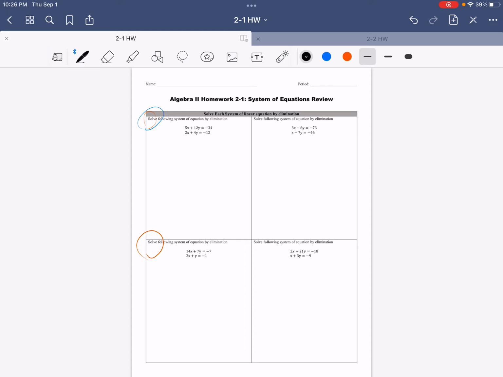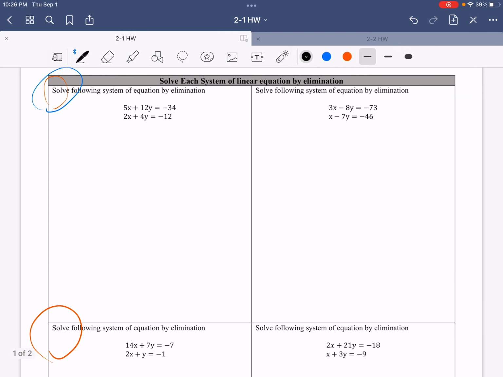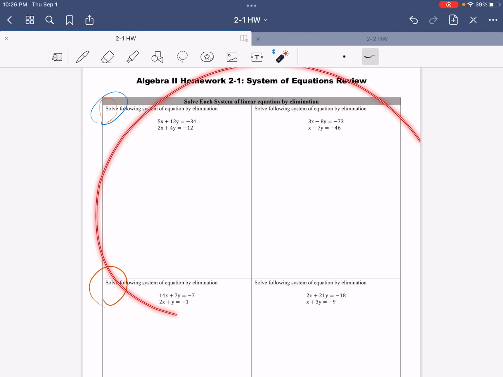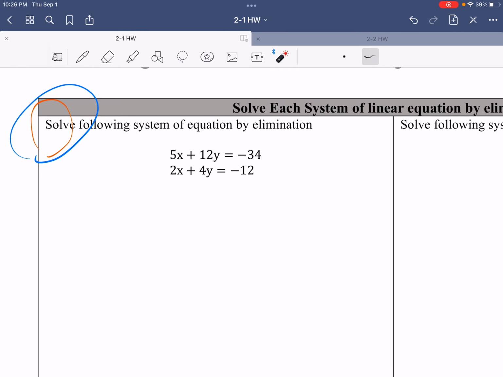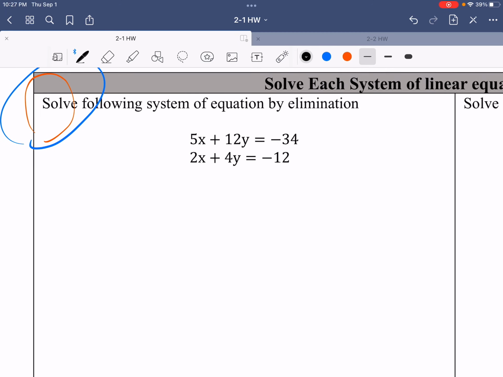So this time I will go over system of equations, a 2-1 review, okay? And this is the homework portion. As you know, it's very easy, but for you I will go over it step by step. So first question, I will go over it really quickly, okay?